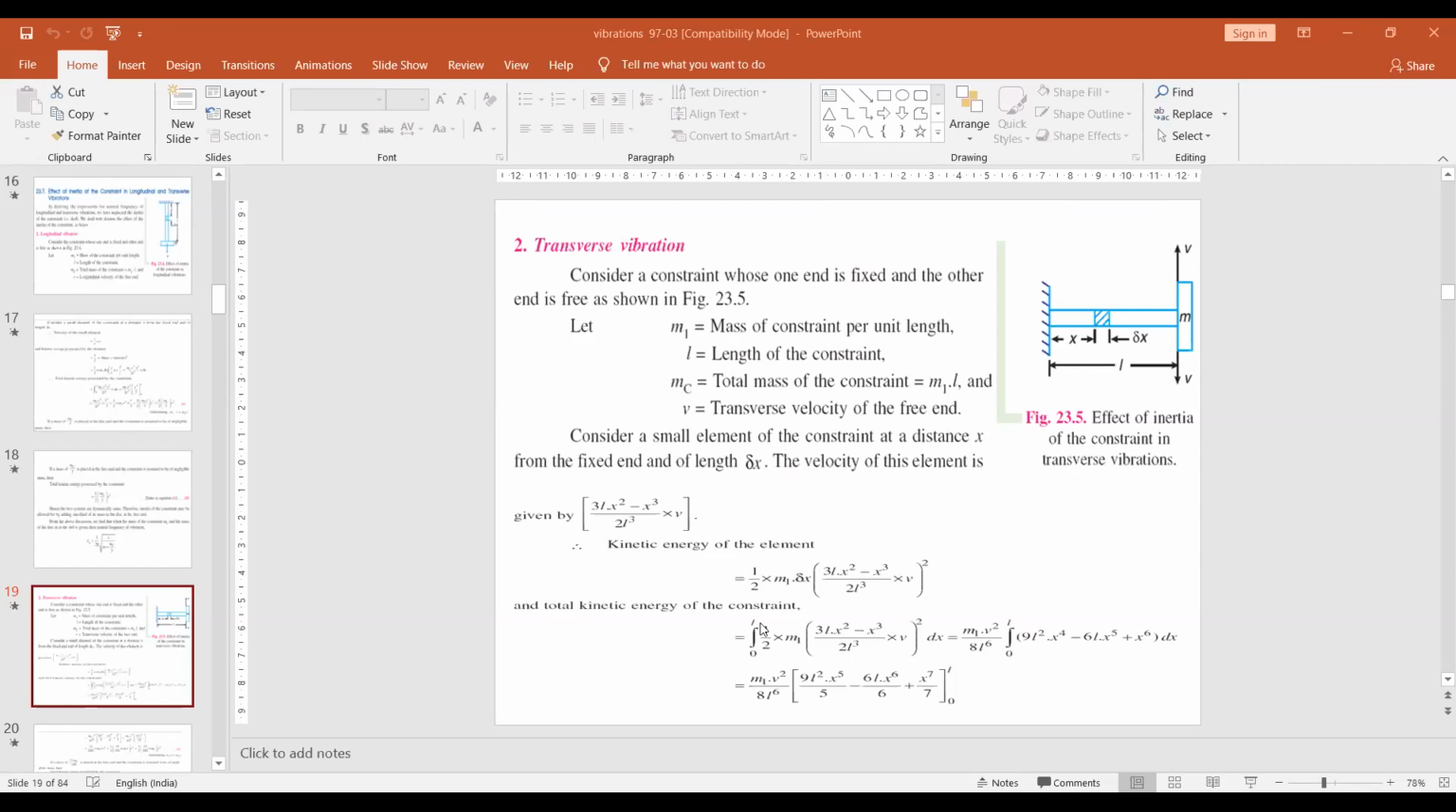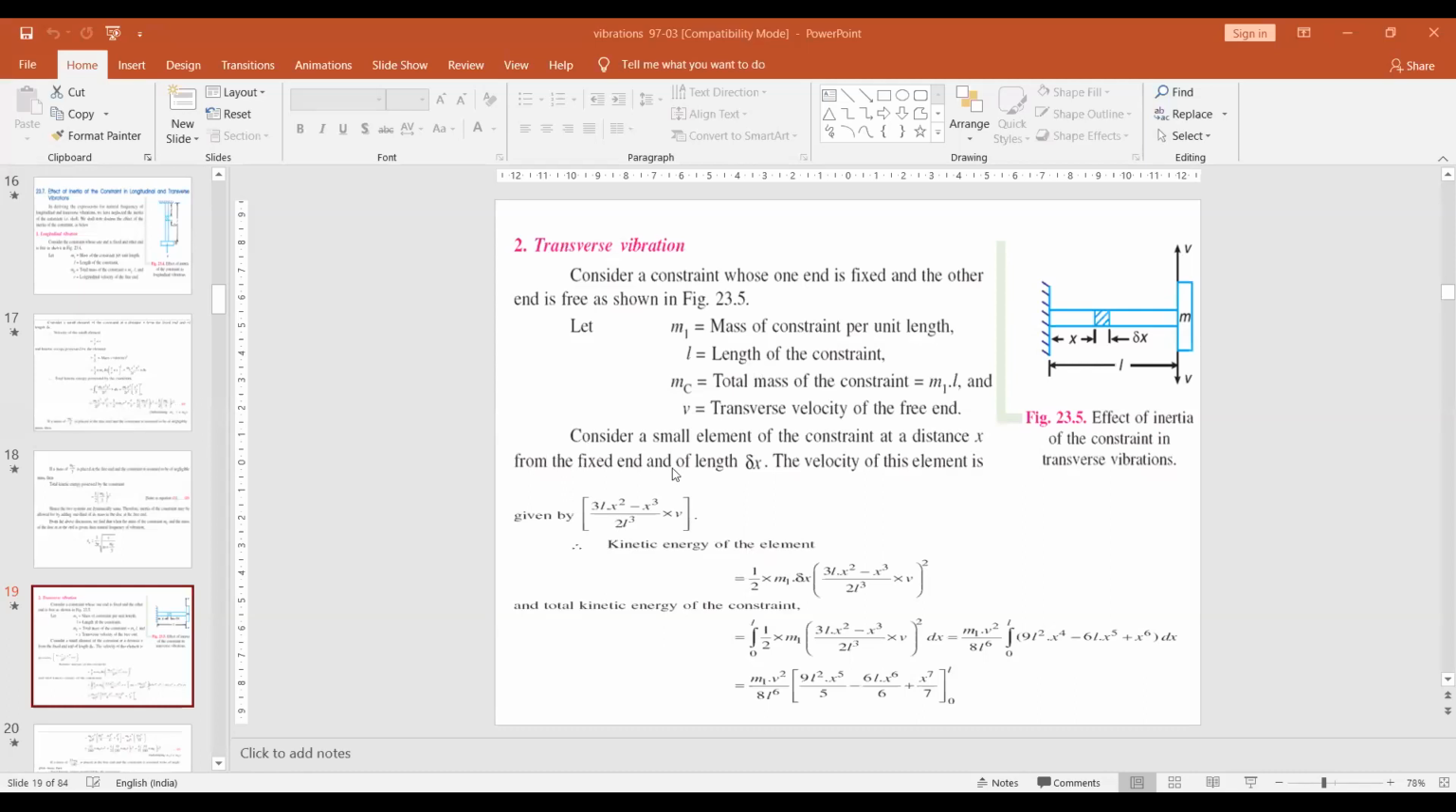Now, a small element is also considered at a distance of x, and its length is delta x, and the total length of the shaft is small l, and v is the transverse velocity of the free end of the shaft.